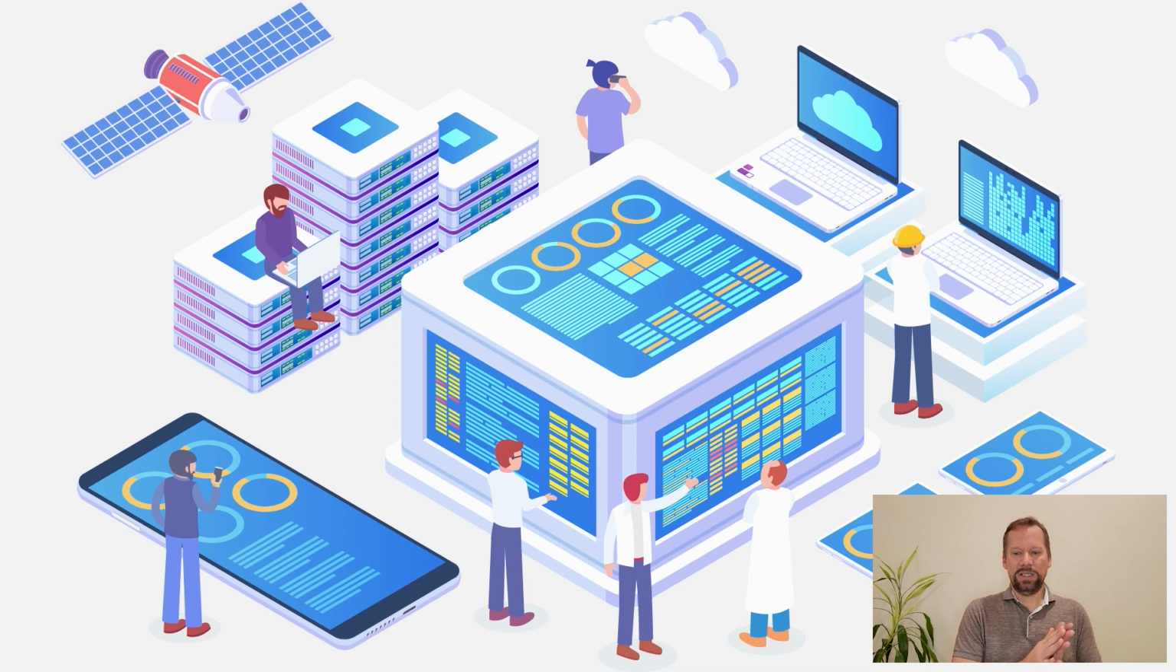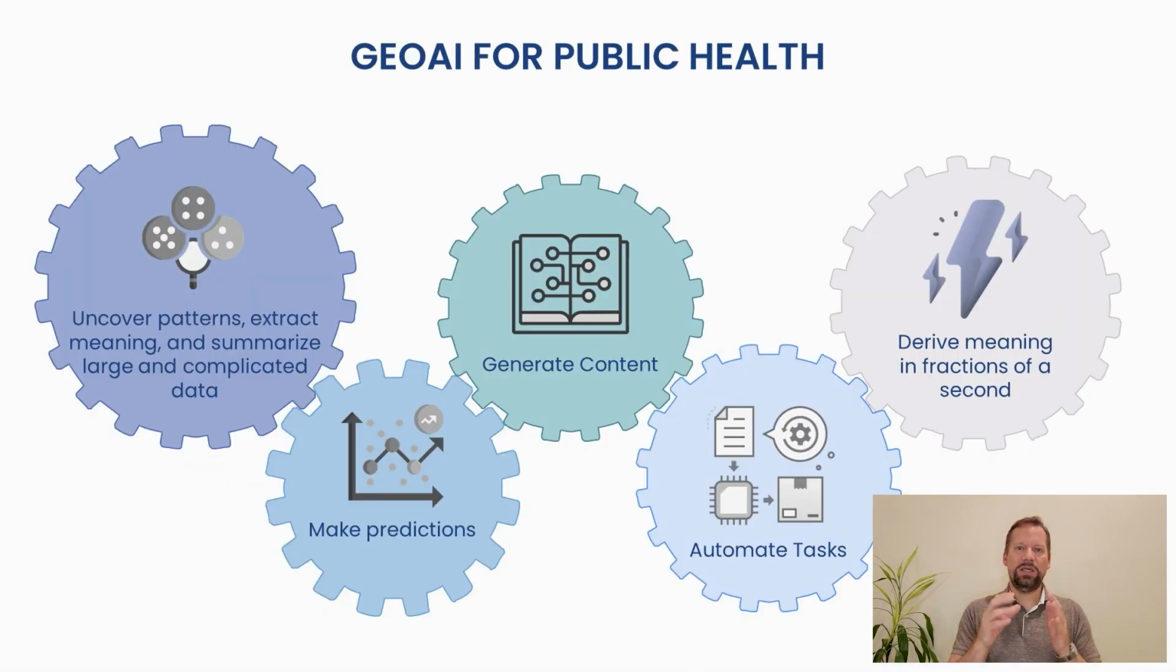So AI is really good at taking these diverse data sets, these big data sets, summarizing them, uncovering patterns, extracting meaning, making predictions, generating content, automating tasks, and really most importantly, doing all of this in fractions of a second. Things that in the past would take a really long time, months, years, it can now do in fractions of a second. So getting back to this, when something happens, we're ready to take action.